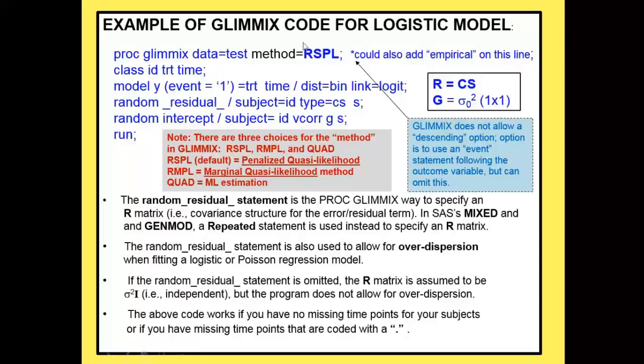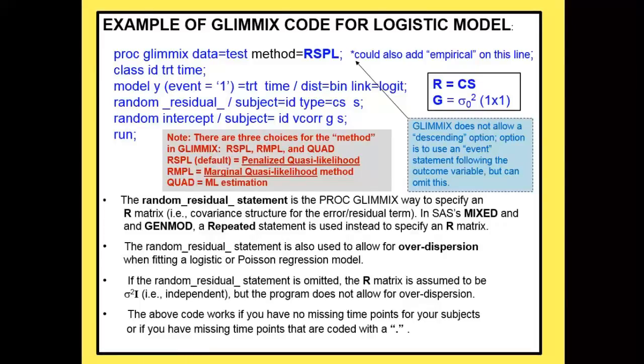So this particular code tells the program to fit a model. In this case, it's just a test example, but it's a model where there's an R matrix that's compound symmetric or exchangeable, and there's a G matrix which is a 1-by-1 scalar because there's only a random intercept. There's not a random slope in there.